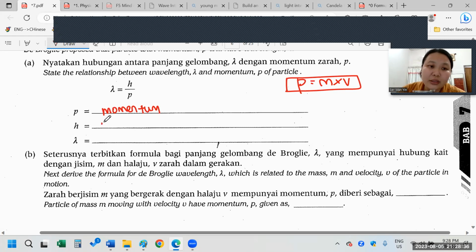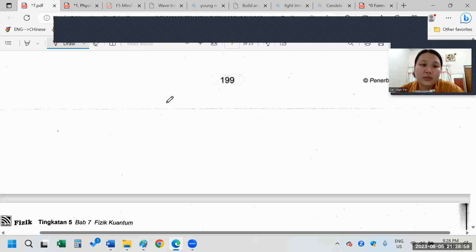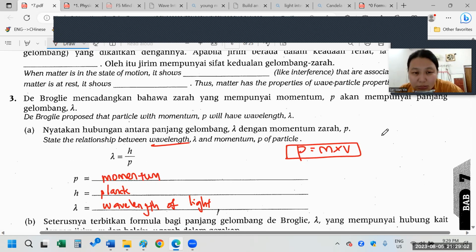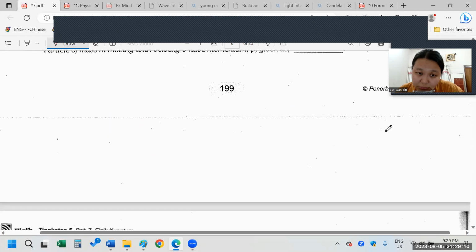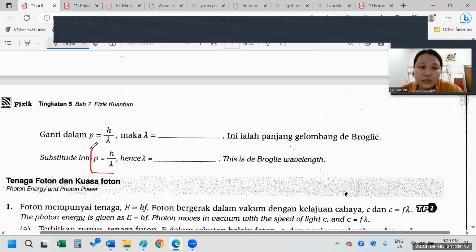h is the Planck constant, which is given. Lambda is the wavelength of the light. Since momentum equals h over lambda, lambda equals h over p. So this lambda is the de Broglie wavelength.